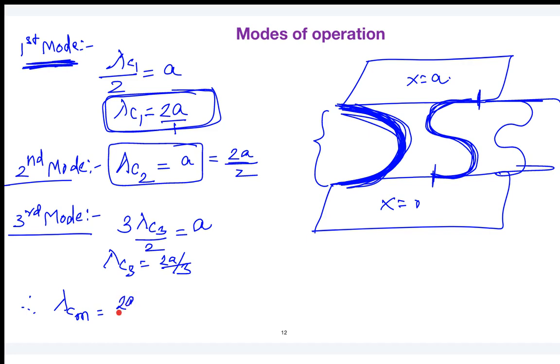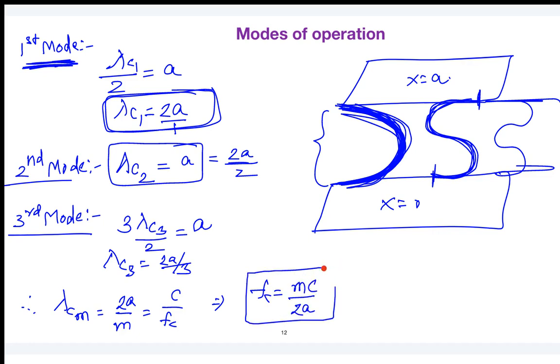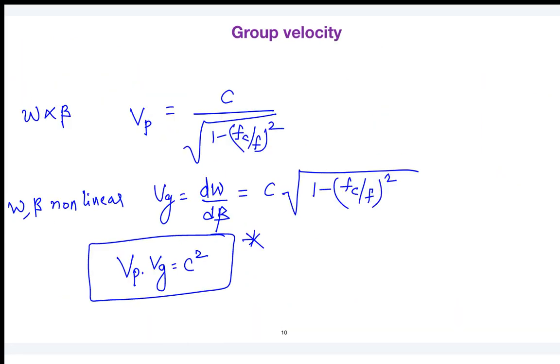So this is basically equal to C by Fc, the cutoff frequency. Wavelength is C divided by Fc. So what is the condition you are going to get? Fc is equal to mc by 2a.